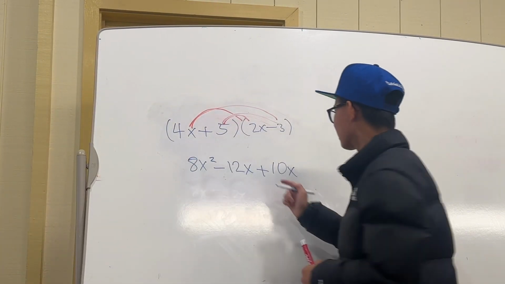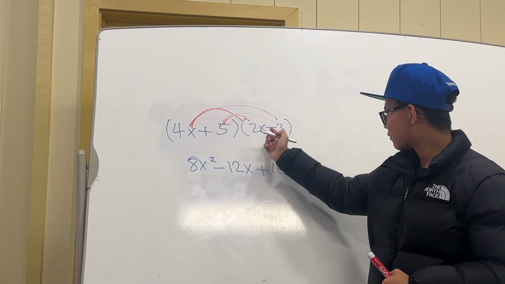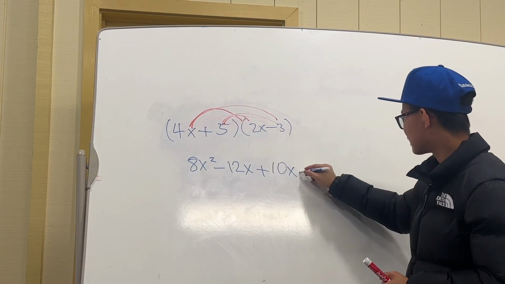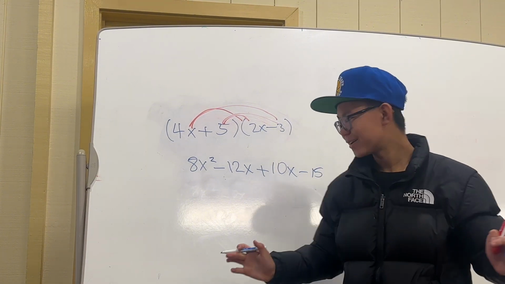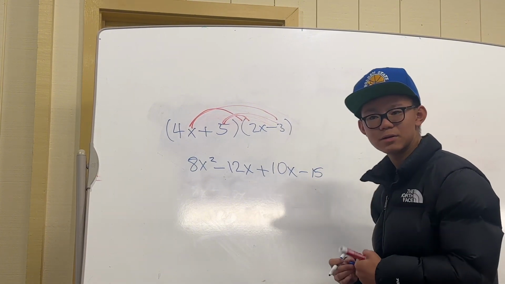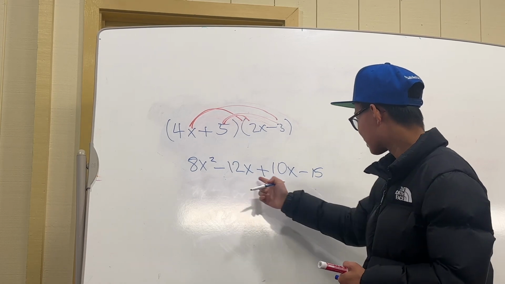And now here on this side we have a negative 3 and 5. When we multiply them, that gives us negative 15. But we're not done yet. We still gotta go, because we have negative 12x plus 10x.